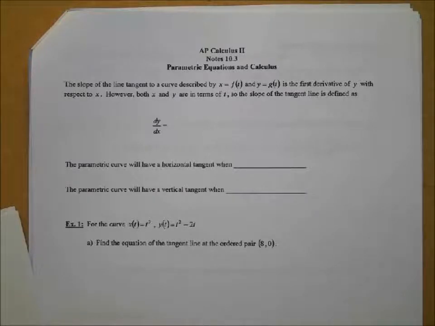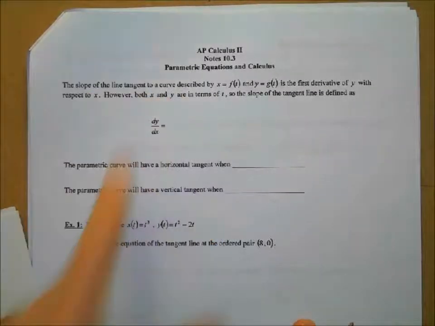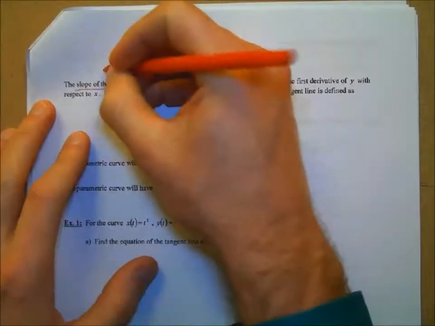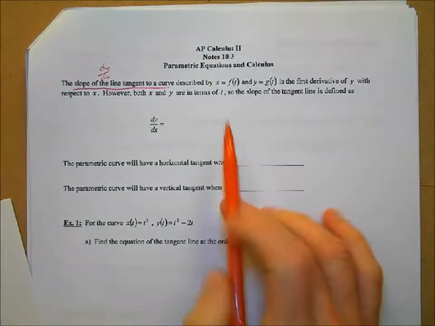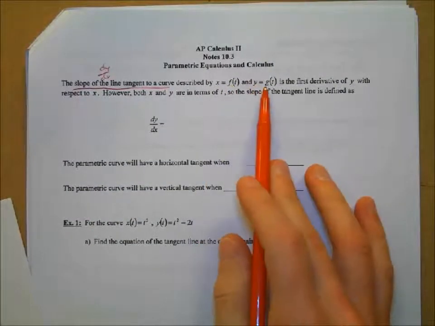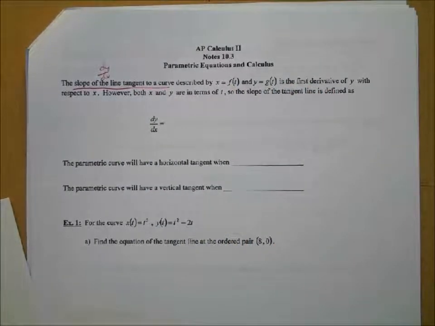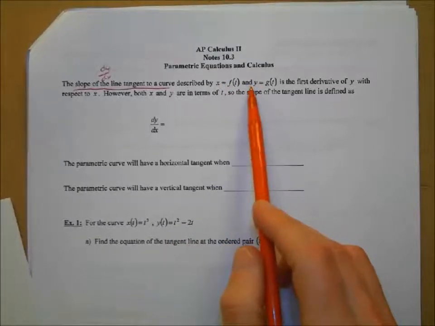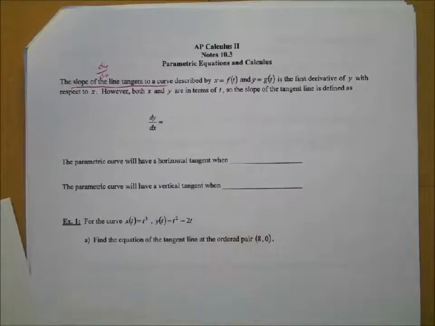So let's take a look here. The slope of a line tangent to a curve, we know currently as dy over dx. That's what we normally used. But now the curve described by x equal to f of t and y equal to g of t is also just the first derivative of y with respect to x. However, in parametric, x and y are not in terms of each other, they're in terms of this other variable t. So we have to do a slight adjustment for our derivative here.